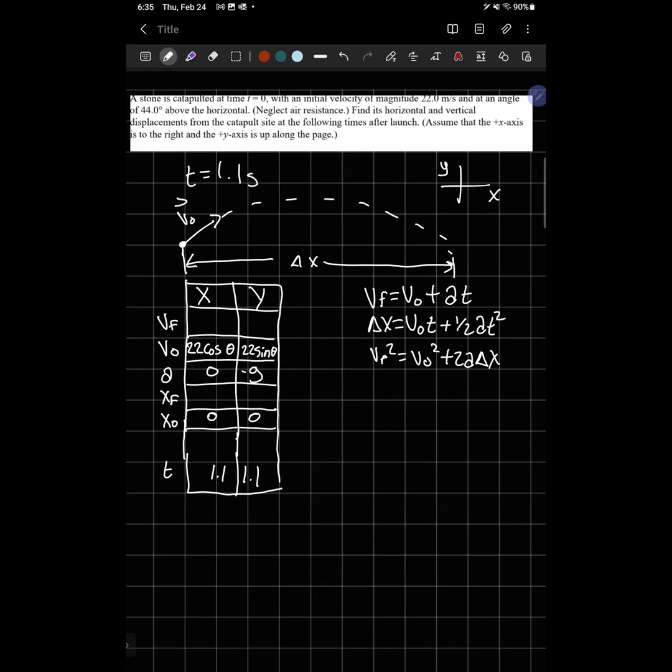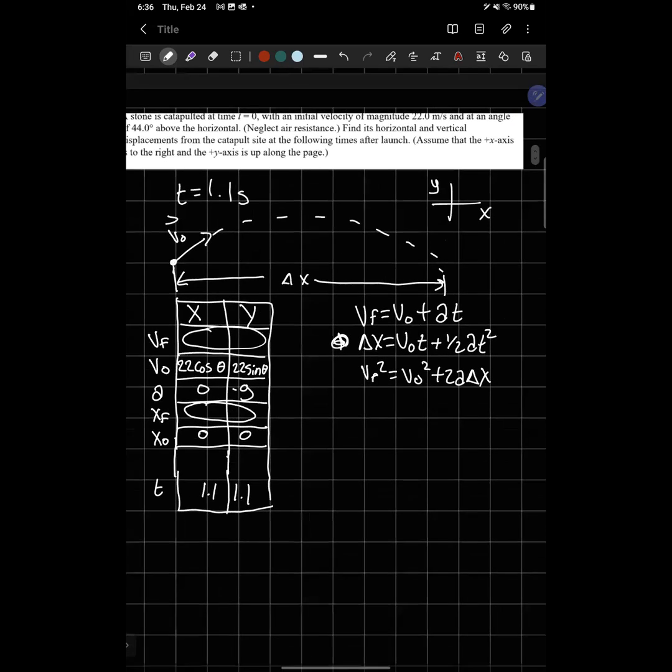So from here, I have exactly what I want. I have one thing that I don't know, and, actually, what am I looking for again? And one thing I don't care about. So I don't care about the final velocity, and I want to know my final position. So which equation doesn't have final velocity? The middle one. So I'm going to use the middle.